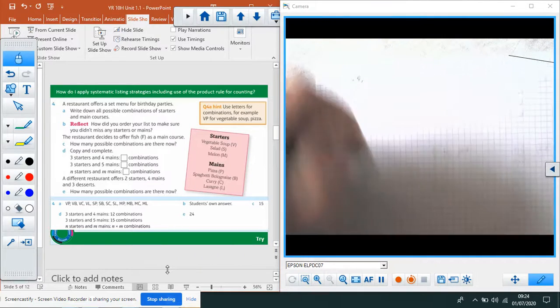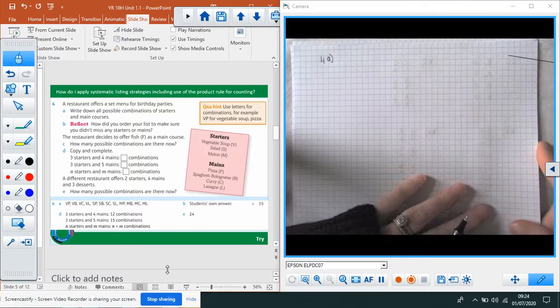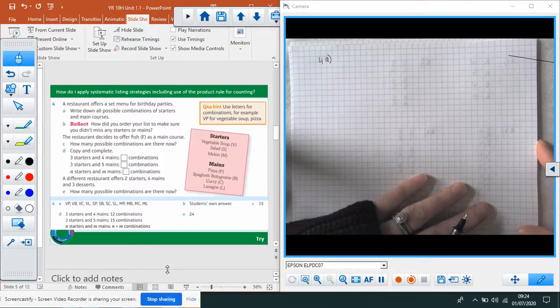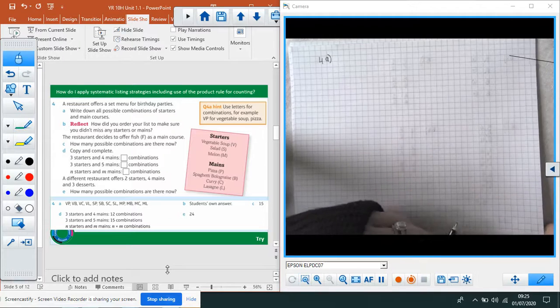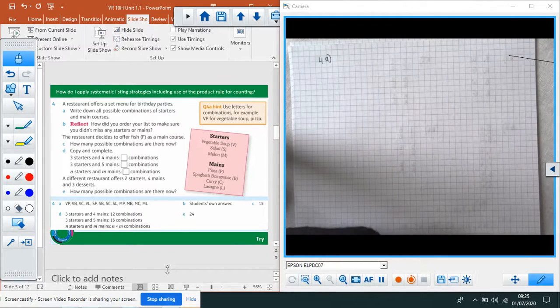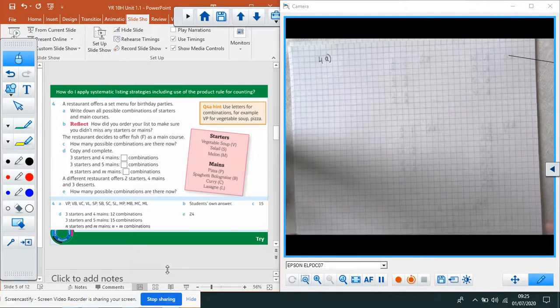a restaurant offers a set menu for birthday parties. Write down all of the possible combinations of starters and main courses. Okay, so you've got the list of starters there. It's either vegetable soup, salad or melon, and then the list of mains is pizza, spaghetti bolognese, curry or lasagna. So I'm going to write down all my possible combinations.